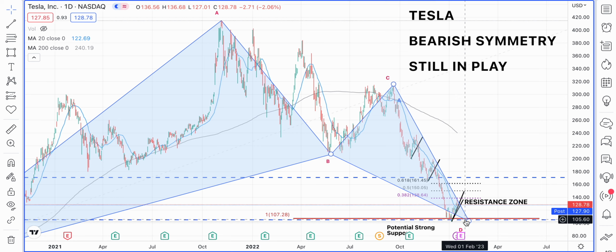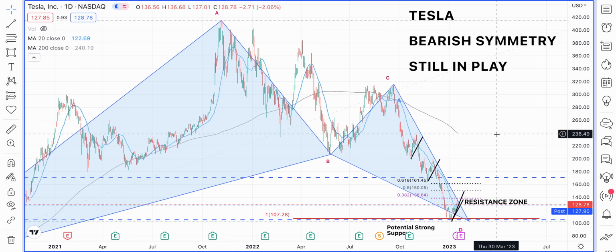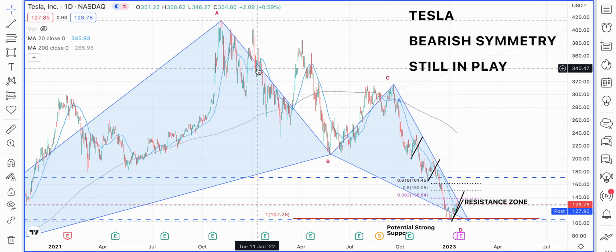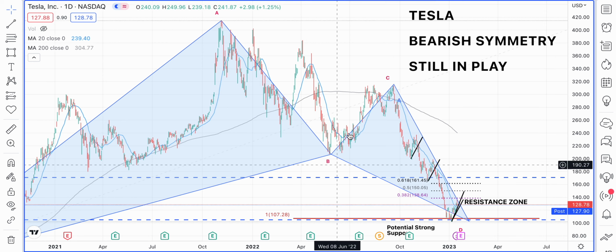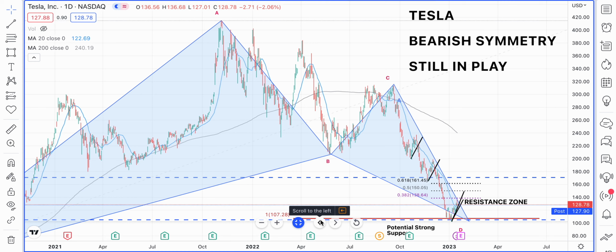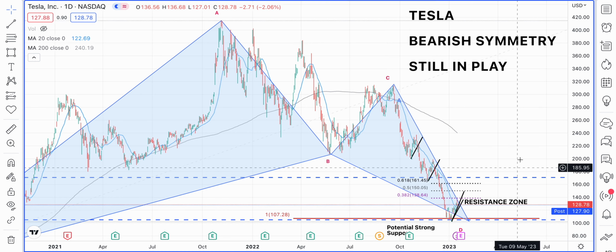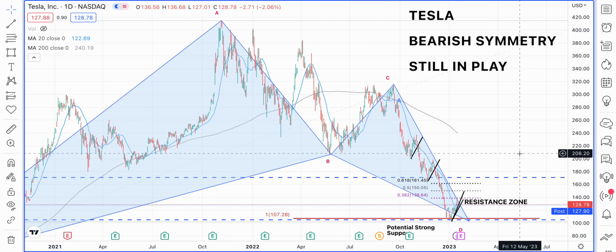So how did we identify that pattern? It's really simple. You're looking at a pattern in which we have a one-to-one projection, which we call ABCD, and also a Fibonacci retracement was coming around this level, forming a high level of confluence there. So that gave us the confidence that it was likely to be a strong support.